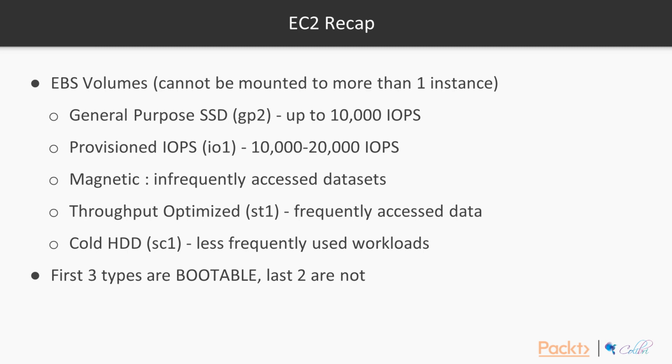Then there are magnetic types EBS volumes. Think about using them for infrequently accessed datasets. They are on HDD, but all of the general-purpose SSDs, provisioned IOPS, and magnetic volumes are all bootable. So you can stop and restart the instance and there will not be any issues with your data. Then you have throughput optimized for frequently accessed data, and cold HDD, SC1, less frequently used workloads. The last two are both HDD and they are not bootable.